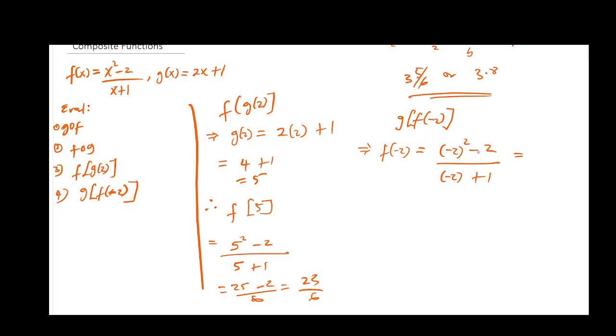And this will give us minus 2 squared will give us 4, minus 2, all over minus 2 plus 1 will give us minus 1. And finally, we can have 4 minus 2 will give us 2 all over minus 1. And the final answer will be minus 2. 2 divided by minus 1 is minus 2. This is our final answer.